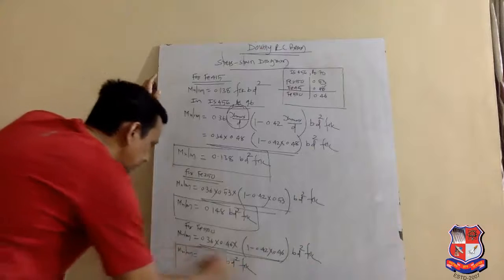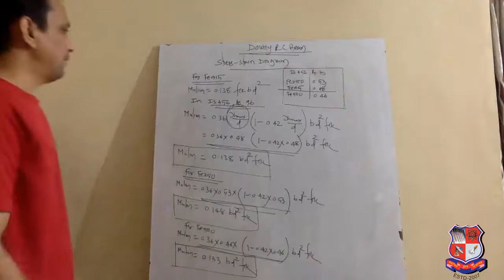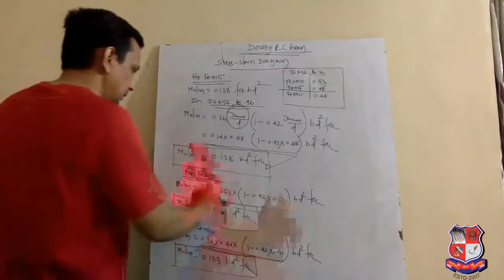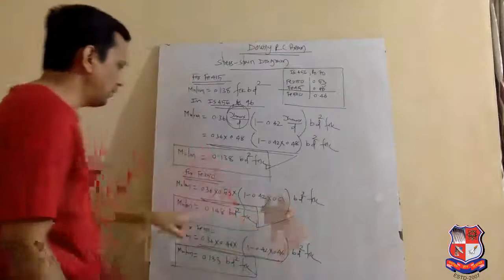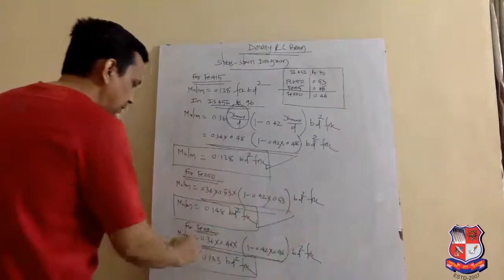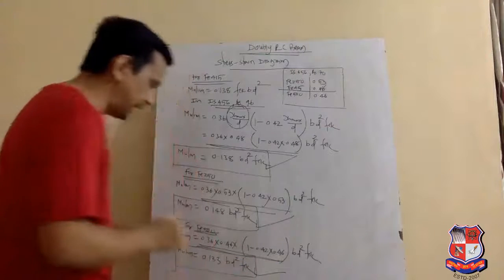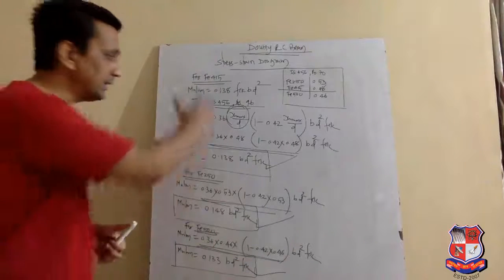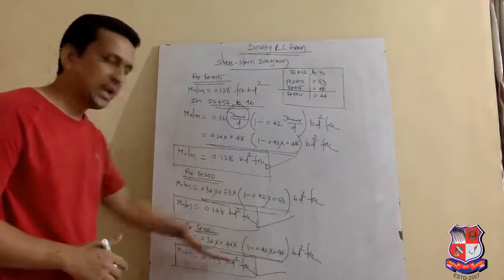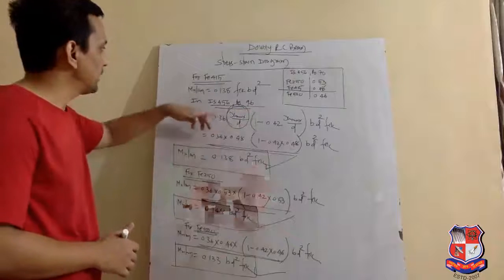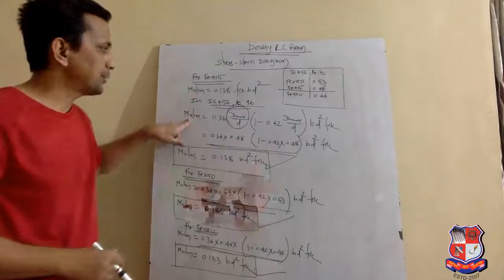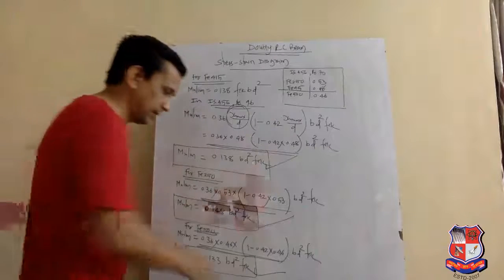It means for Fe 415, the value is 0.138. For Fe 250, the value is 0.148. And for the 500 grade of steel, the value is 0.133 FCK BD square. So in this way, we can calculate the equation of MU lim using the equation which is given in IS 456 page number 96. Right?